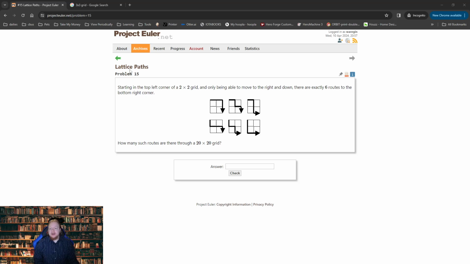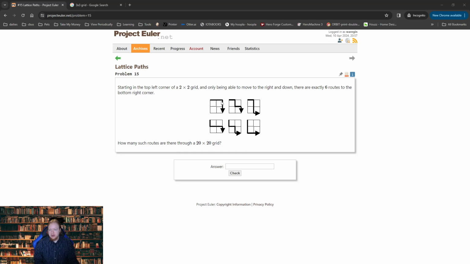Let's dive in. Problem 15, Lattice Paths. Starting in the top left corner of a 2x2 grid and only being able to move to the right and down, there are exactly 6 routes to the bottom right corner. How many such routes are there through a 20x20 grid?